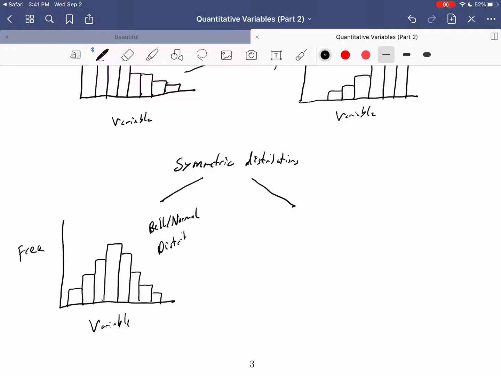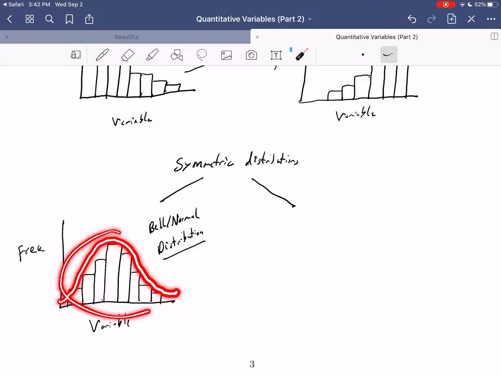And we are going to study this type of distribution in a lot of depth, because normal distributions are one of the most important in statistics. Why are bell or normal distributions called bell or normal? Well, you can sort of imagine if you drew a curve over this, you're making sort of a bell shape.